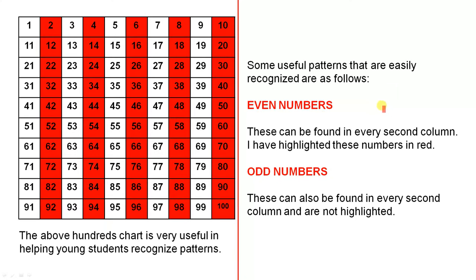The even numbers. These can be found in every second column. I have highlighted these numbers in red. They are easily seen. Odd numbers. These can also be found in every second column and are not highlighted. Also very easily seen.